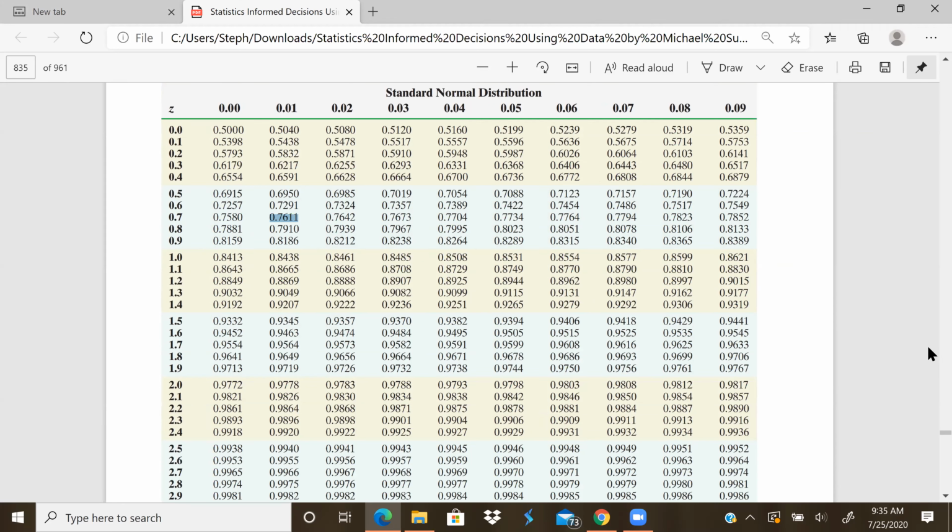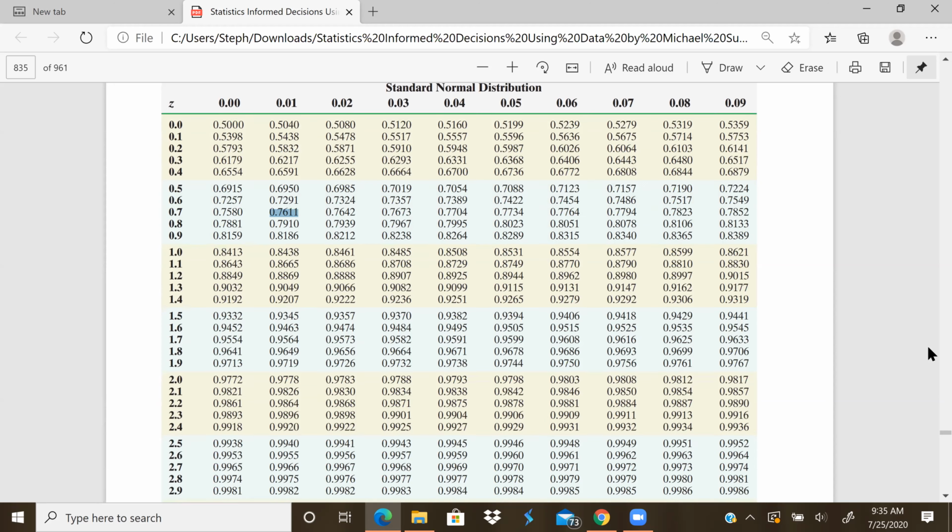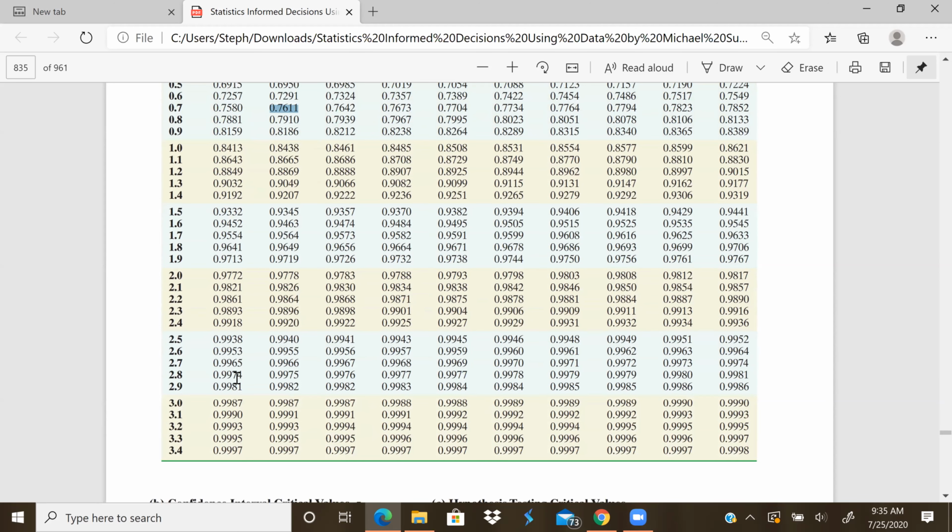And then you do the same thing for 2.86. So you go down to 2.8. And then it's 0.0, 0.1, 0.2, or 0.03, 0.04, 0.05, 0.06. And it's going to be 0.9979.